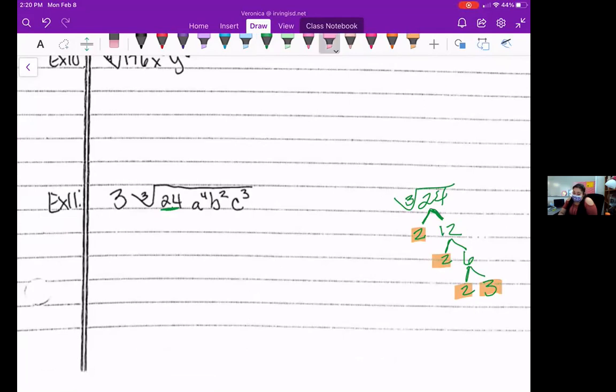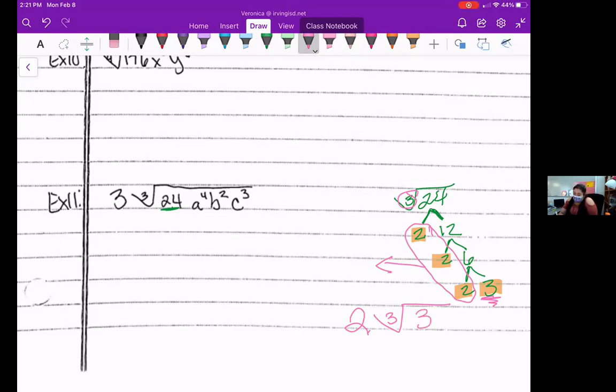I want cube root, which means I want groups of 3. Do I have any? Do I have enough to make a group of 3? What number? 2. I have a group of 3 right here, which means I can take this out. What number is that? 2. So I'm going to take that 2 out, and I'm going to be left with the cube root of whatever's left inside, which is anything that did not have enough to make a group of whatever I'm looking for. So that 3 is going to stay in here.